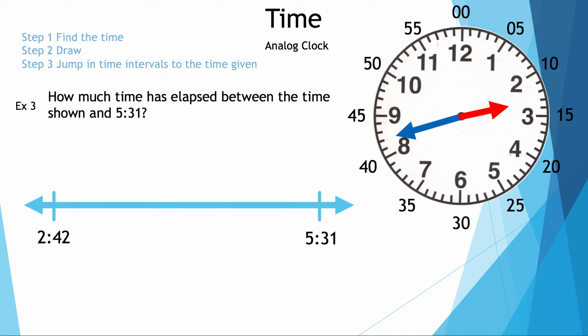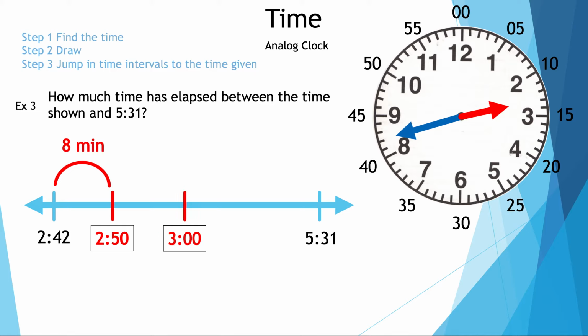So we're going to go ahead and draw the number line. Now we're going to go ahead and pick a random time. And you can see that you pick 2:50. Once again, it's a multiple of 10. So that is, draw the hump, and that is 8 minutes. Now we can go straight to 3 o'clock, which is the next hour, which is draw the hump, which is 10 minutes.